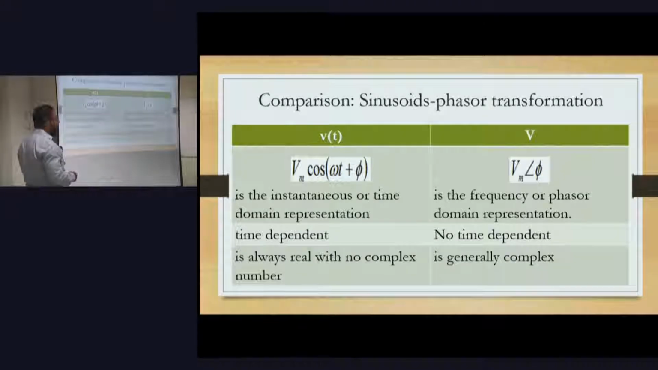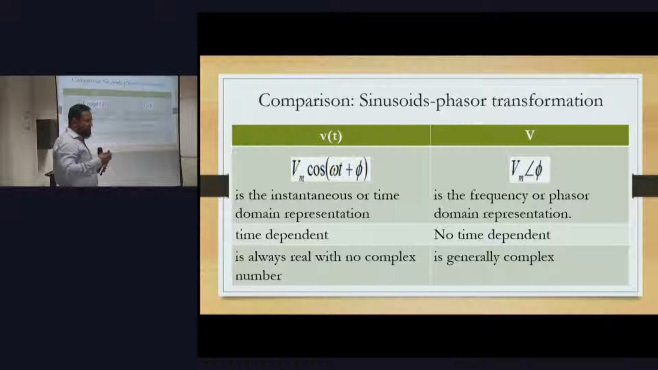Of course, time domain is something physical we can understand right away. But the phasor domain is not entirely intuitive. It's not comprehensible. We cannot really relate this to the physical world. But of course, it's really useful when we want to analyze AC circuits. Okay, so this is the frequency or phasor domain representation. Sometimes it's called frequency domain representation as well. Not time dependent, is generally complex.